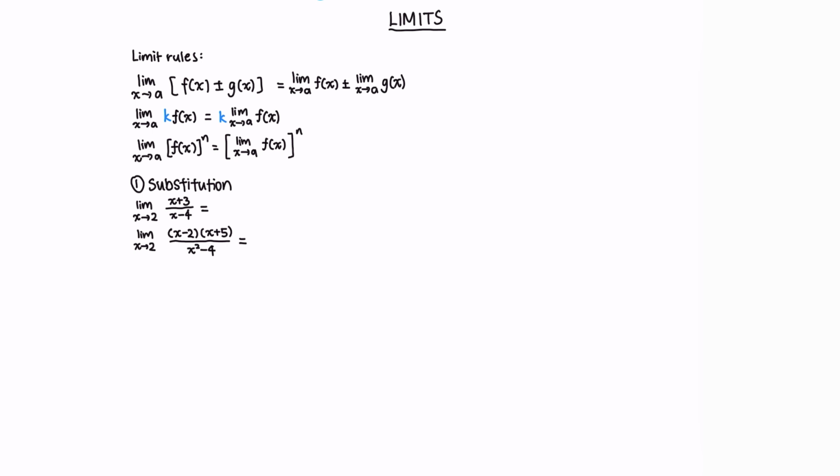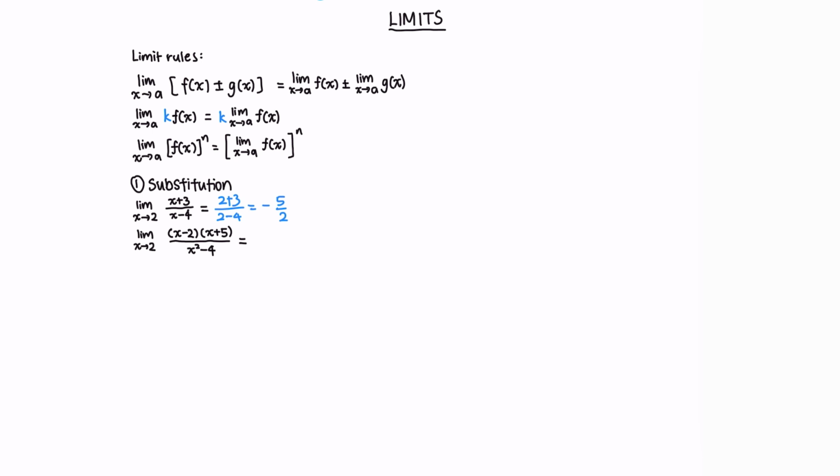So over here, we have the limit as x approaches 2 of (x plus 3) over (x minus 4). If we just substitute, this becomes (2 plus 3) over (2 minus 4), which is negative 5 over 2. Simple enough. Let's go to the next one.